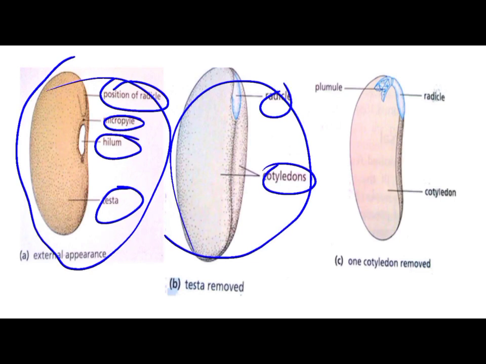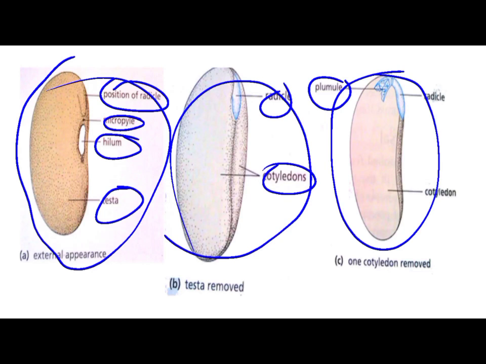So here you have just one part of the cotyledon. This is the dicot, like I said earlier. So this is just one part of the cotyledon. You can see clearly the plumule that develops into the shoot, and the radicle that will develop downward, forming the root. And then you have one part of the cotyledon.